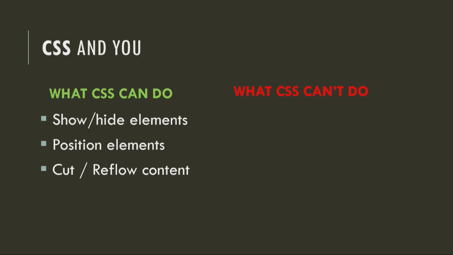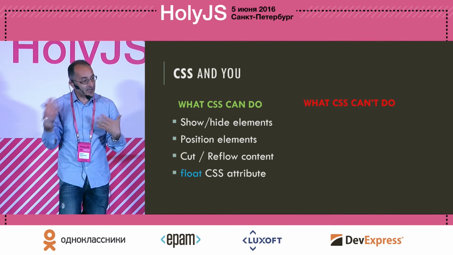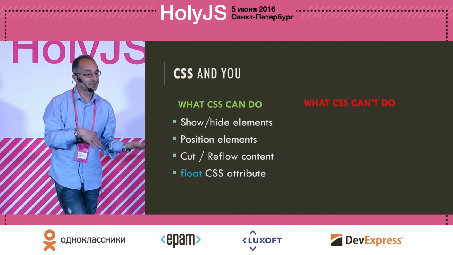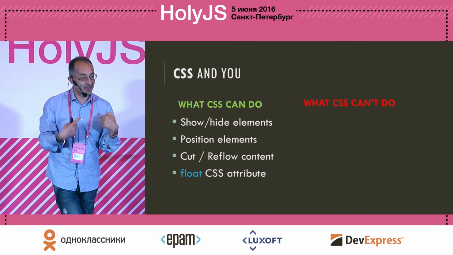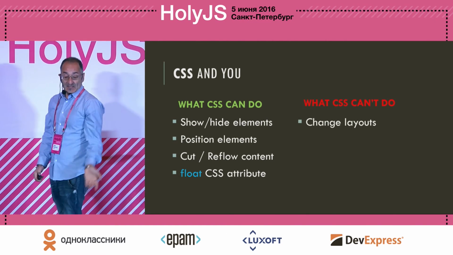If you use the overflow attribute, or the float CSS attribute, the content bounces when it reaches the edge of a container, it bounces on the next line. So you can do these kinds of things. But the most important thing you can do here is show and hide elements. But the info for those elements is still downloaded.